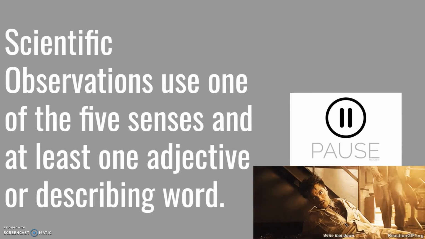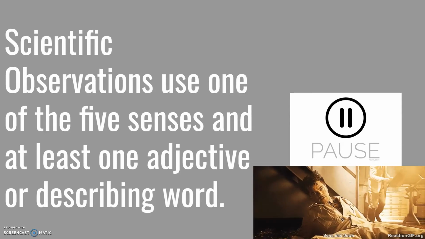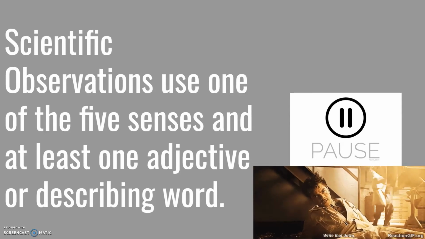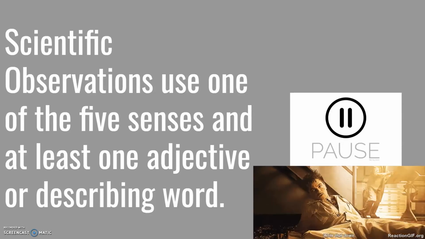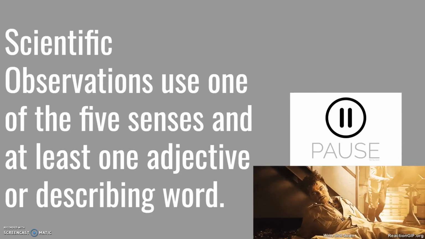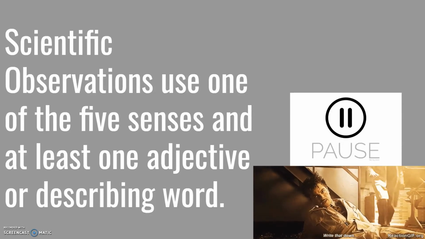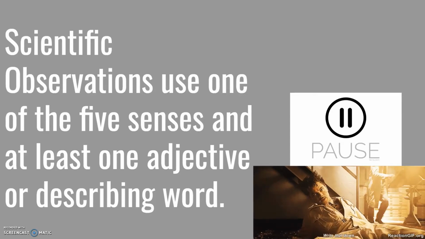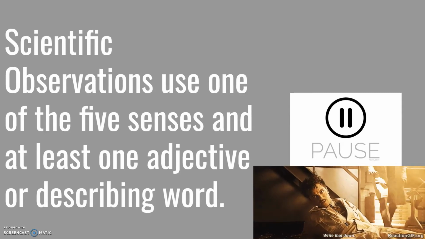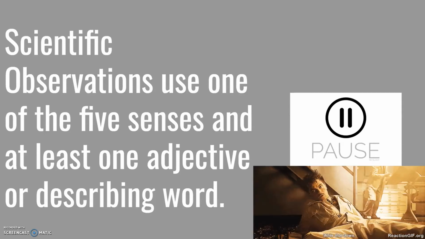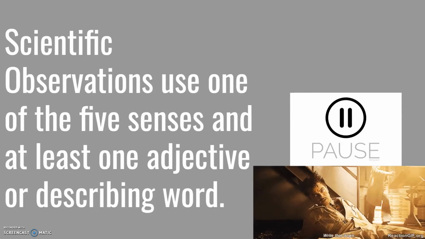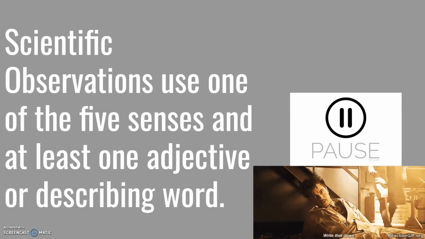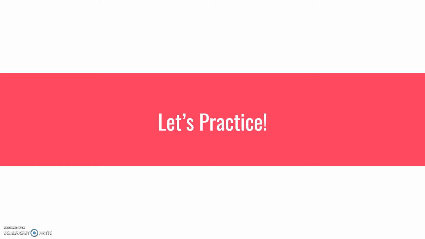Okay, scientific observations use one of the 5 senses and at least one adjective or describing word. You need to write this down in your notebook. So pause this video right now, take a pencil, and write this down in your notebook. You should have that definition written down in your notebook by now. We're going to move on to the next slide.